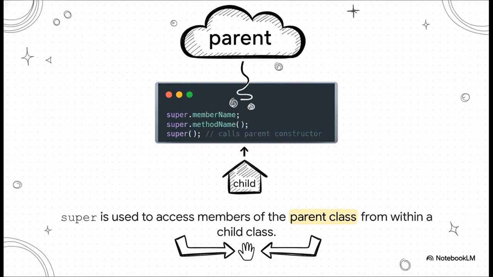And super, well, super is the child's direct line to its parent. Let's say a child class redefines a method, but for some reason, it needs to call the parent's original version of that method. That's what super is for. It lets you reach up and access the parent's methods, its variables, or even its constructor. It's how a child can say, hey, I need some of that original logic from my parent.